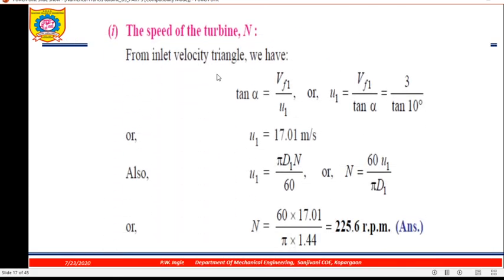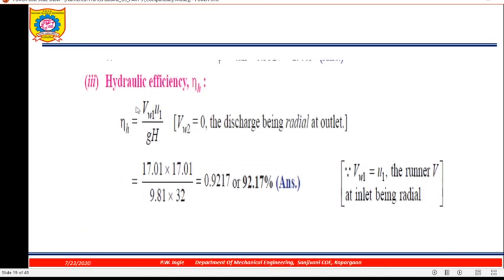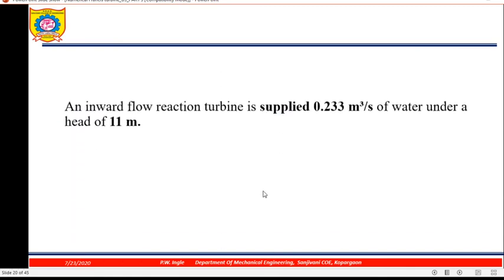Remaining things are simple. So tan alpha is V1 upon U1. So U1 is 17.01. U1 is pi D1 N by 60. So N is 225.6 rpm. Then U2 is pi D2 N by 60. Now what is tan phi? V2 upon U2, so you get the phi angle. Then hydraulic efficiency is what? VW1 U1, with VW2 as 0. So you get 92.17.